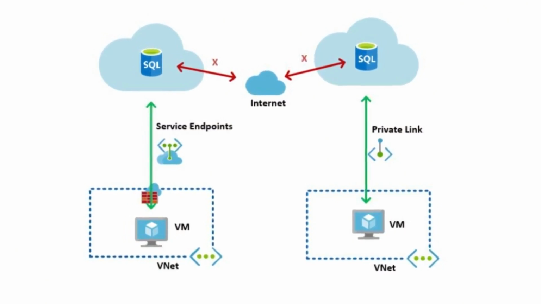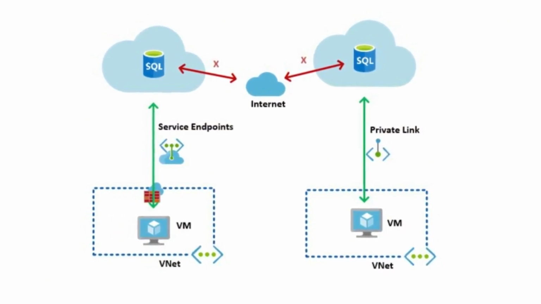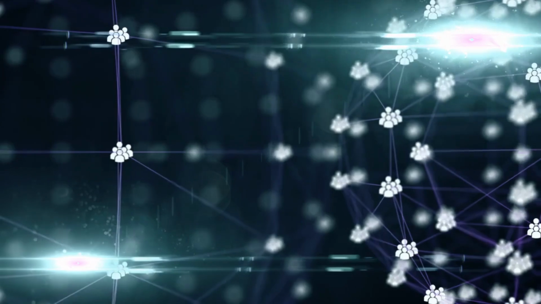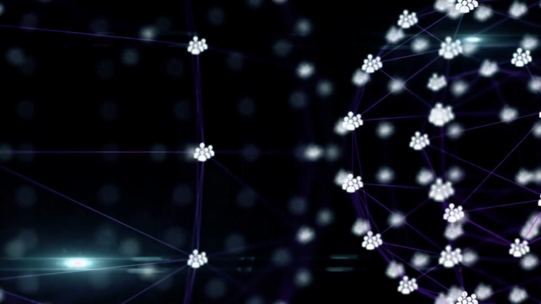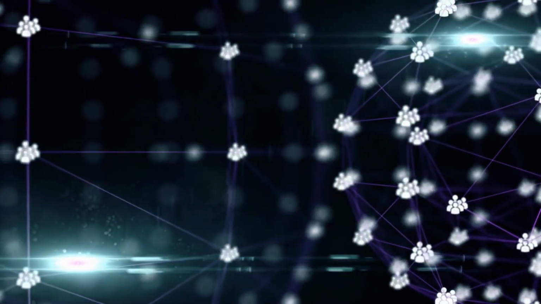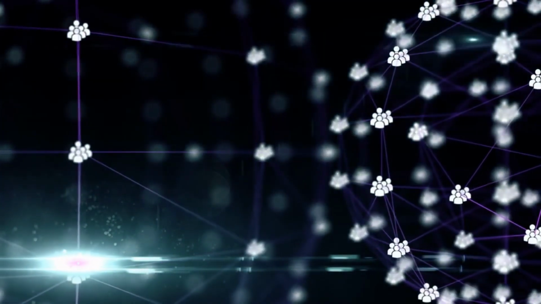level of isolation and security, bringing the service directly into your private network space. So service endpoints are good for general traffic management, while private endpoints are your go-to solution when you need that extra level of security and control, keeping those Azure services truly private.